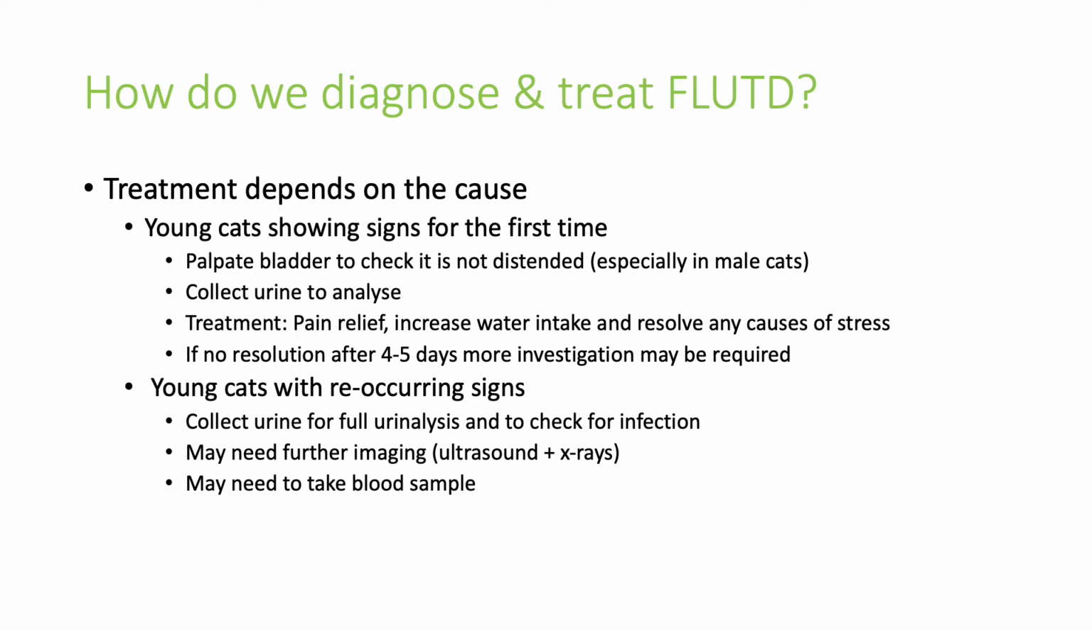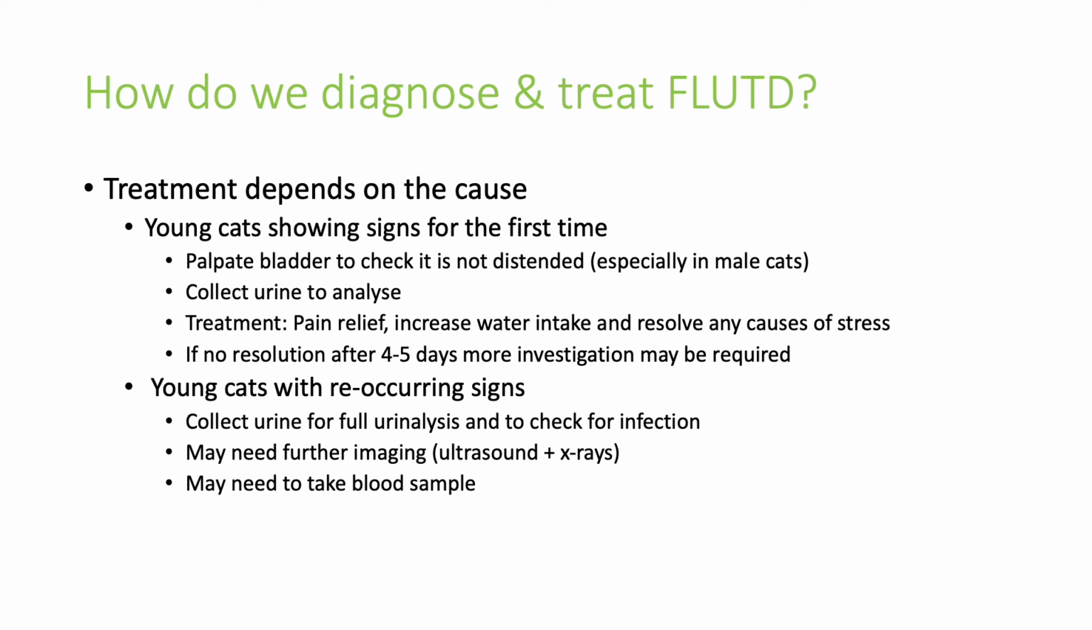So how do we diagnose and treat feline lower urinary tract disease? Treatment depends on the cause. As I mentioned earlier, there are many types of feline urinary tract disease, and depending on which one your cat has will depend on the treatment. Usually we do go by this rule of thumb. Young cats showing signs for the first time, we'll give them a full physical exam, we'll palpate the bladder to check it's not distended and uncomfortable. This is particularly important in male cats. As I said earlier, their urethras are much narrower and they can become blocked. If the bladder is painful and distended, it's likely your male cat is blocked and will need emergency treatment.